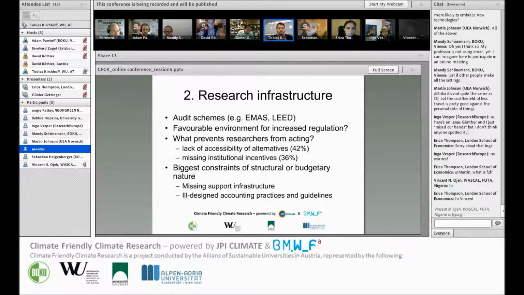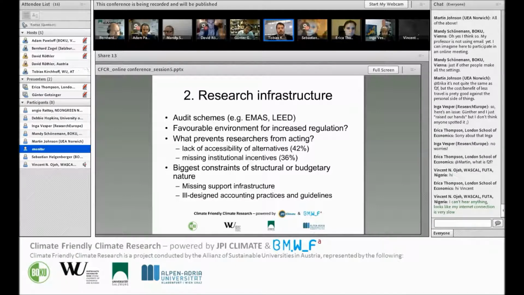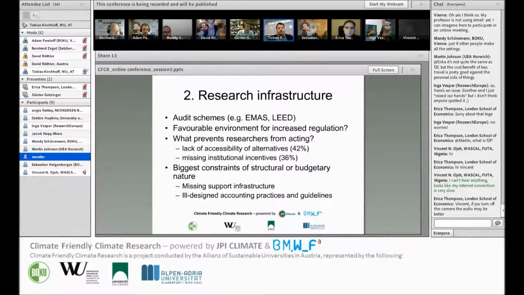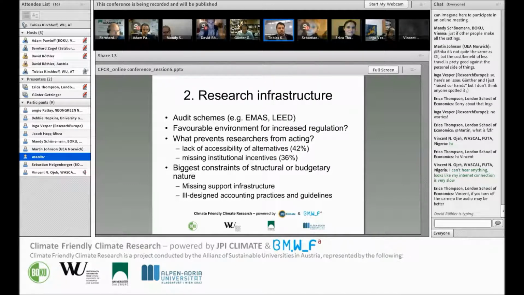So let me just start off with the research infrastructure, and I'm talking about audit schemes here and environmental assessment methods such as EMAS and LEED. And I'm asking myself, is there a favorable environment for increased regulations among researchers? And what actually prevents researchers from acting? What I found out is that there is actually a lack of accessibility of alternatives for researchers. So it is actually almost impossible for single persons to organize events, to come up with or propose audit schemes, or, as you have done, Erica, maybe to propose a carbon budget next to a financial budget.